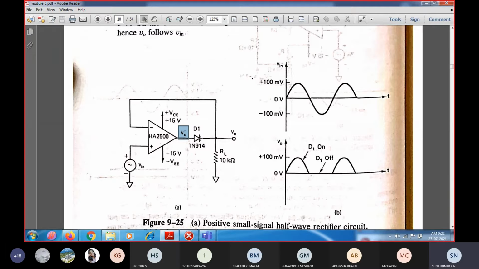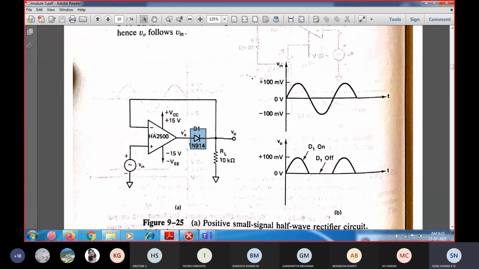Since the output has not yet been fed back to the inverting input at this moment, the output will be in terms of volts. Since it is in terms of volts, diode D1 will become forward biased. Obviously we know that the amplifier gain is in the order of 2 into 10 power 5.